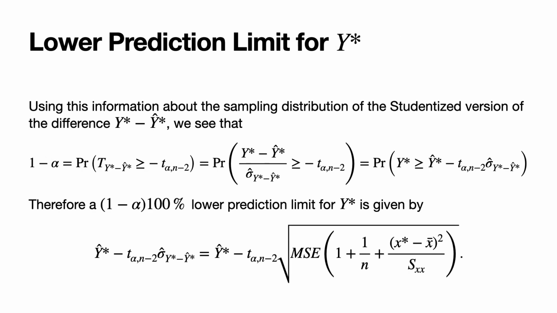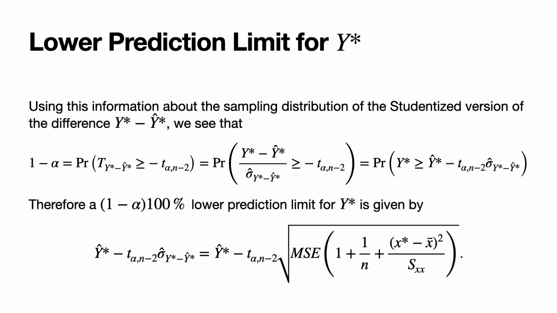Using this information about the sampling distribution of the studentized version of the difference, y star minus y hat star, we see that the probability that the studentized version of the difference is greater than or equal to the negative of the upper alpha percentage point of the t-distribution with n minus 2 degrees of freedom is equal to 1 minus alpha. Now replacing the notation for the studentized version of the difference by the expression that it's equal to, and then algebraically rearranging things a bit, we get the equivalent probability statement that the probability that the new observation, y star, is greater than or equal to the quantity y hat star minus the product of the interval coefficient and the estimated standard error is equal to 1 minus alpha.